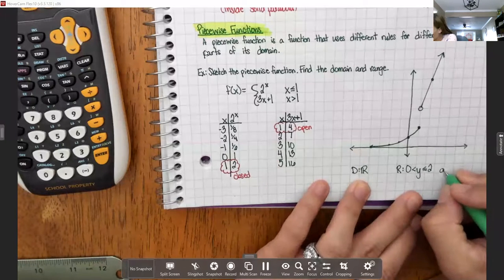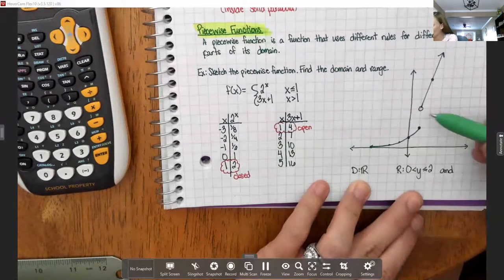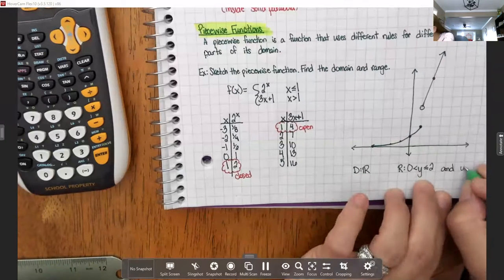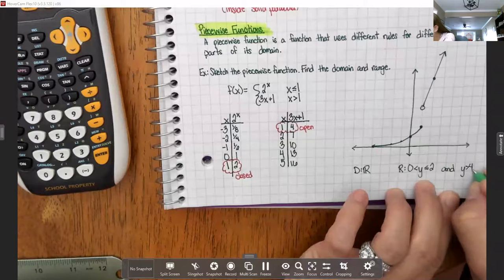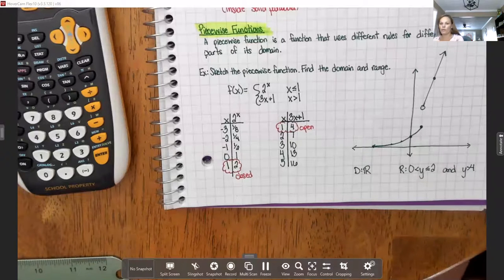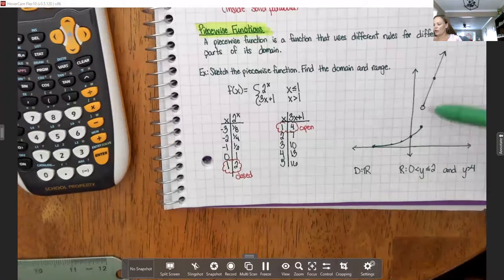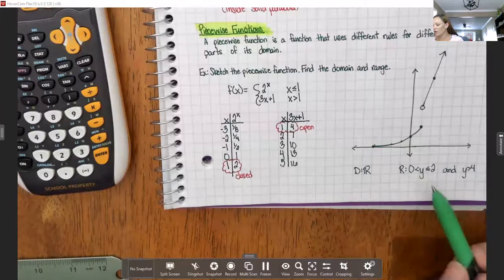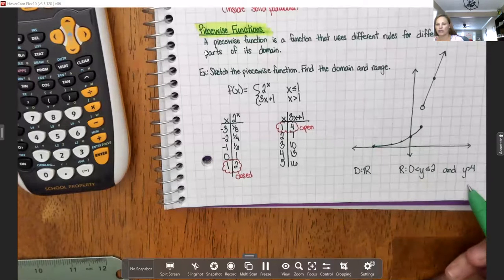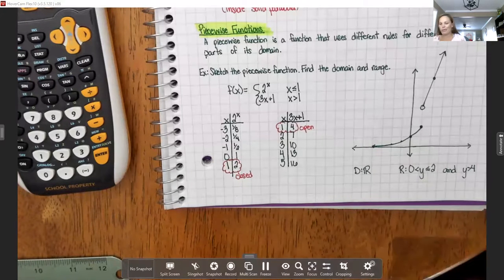And for this piece of our graph, it starts at 4, but it doesn't quite get there. So it's y is greater than 4. And it goes up forever. So again, you won't see one this hard on your test Thursday, but it's good practice.